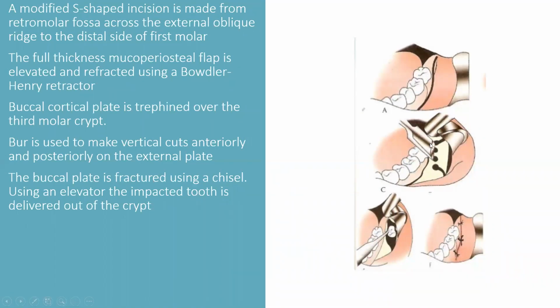So using a chisel and the perforations and the cuts, the buccal plate is fractured. Using an elevator, the impacted tooth is delivered out of the crypt, and then it is sutured.